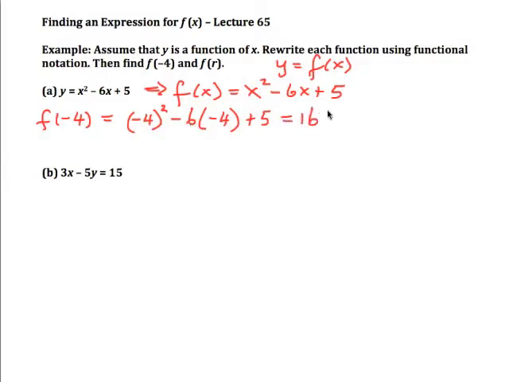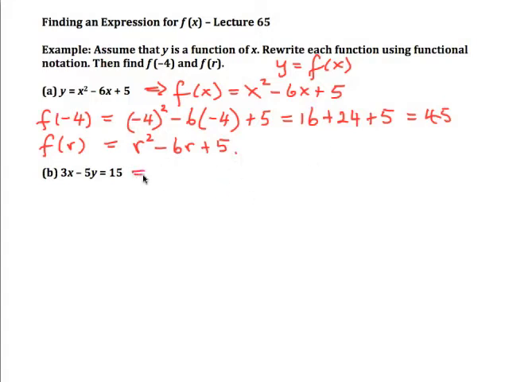Negative 6 by negative 4 is plus 24, plus 5. So this gives me, what's that, 30, 40, 45. Again, it's an ordered pair because this is really the y value, when the x value is negative 4. When I want f of r, for example, that would simply be r squared minus 6r plus 5. Right, so that's how we do that particular type.